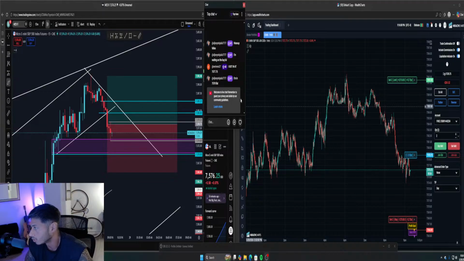We might have a little bit slower of a night too, just because of the fact that there was a lot of movement in the New York session today. It went into a strong buy today in the New York session.